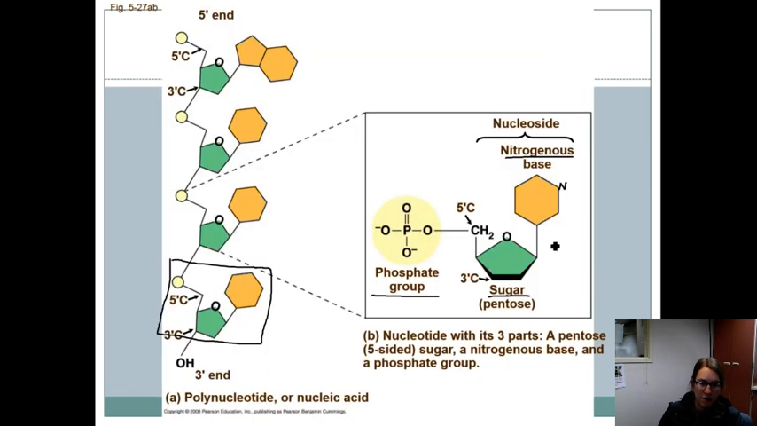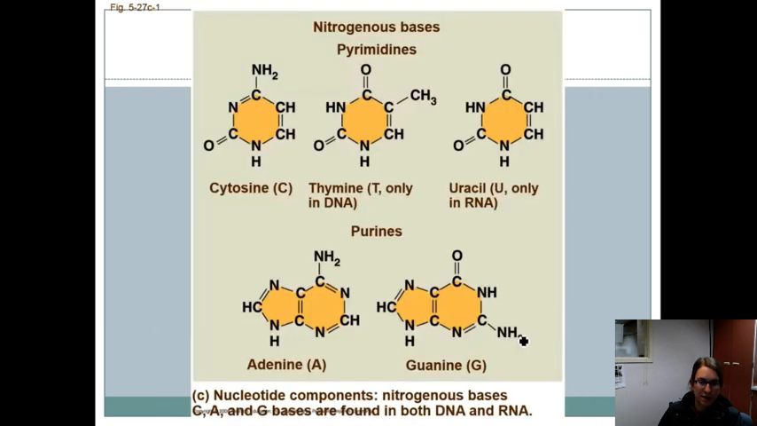So there are a bunch of different nitrogenous bases that could be in your nucleic acid. So your nitrogenous bases, we often label them by their first letter. DNA has 4 different kinds. It's got the C, the T, the A, and the G. And RNA also has 4 different kinds. It's got the C, the U, the A, and the G. So the T is only in DNA, and the U is only in RNA.